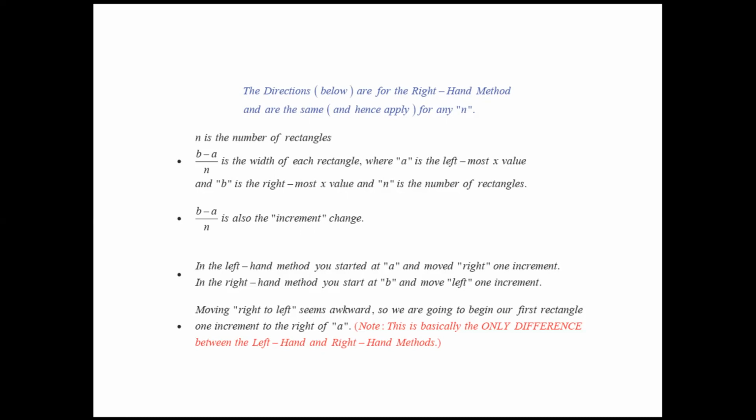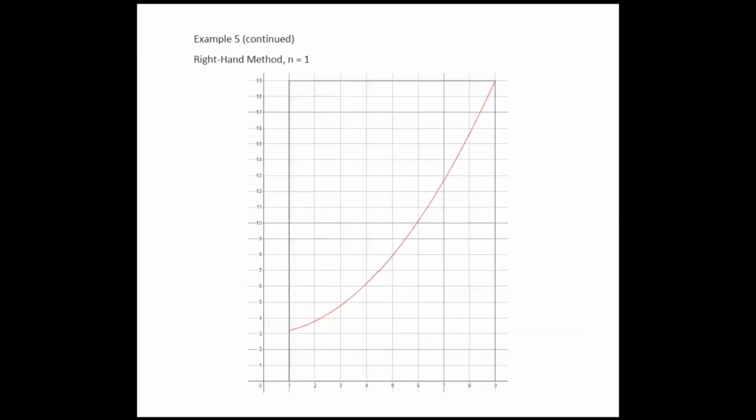Okay, always, don't start at a, you start one increment over. I think it'll be clear when we look at what we're going to do here. So here we have one rectangle. What's the width of this rectangle? 8. b minus a over n, 9 minus 1 over 1, is the width.